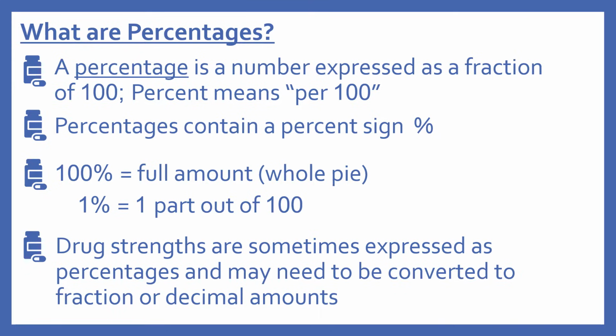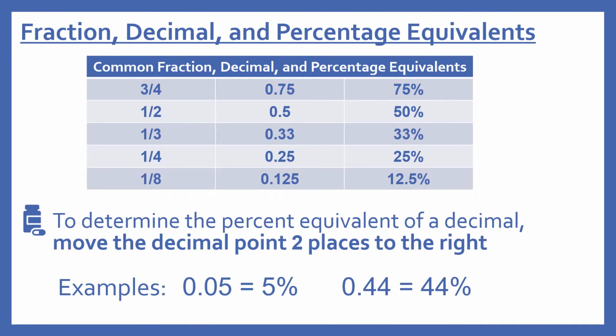Okay, now we're going to look at percentages. A percentage is a number expressed as a fraction of 100, and percent actually means per 100. Percentages contain a percent sign, and just to give you an idea about what percentages mean, 100% would equal the full amount. You could think of this as the whole pie when we were looking at fractions. 1% would be 1 part out of 100. Drug strengths are sometimes expressed as percentages and may need to be converted to fractions or decimal amounts. So that's what we're going to be focusing on with percentages.